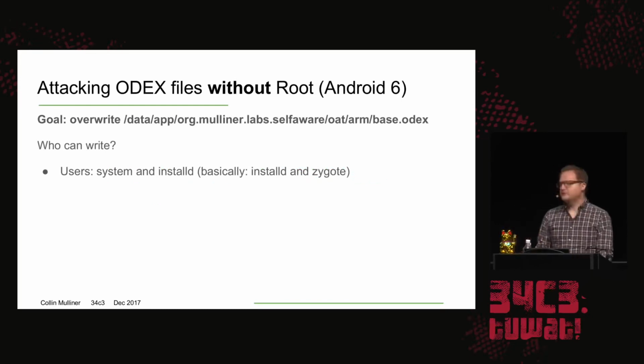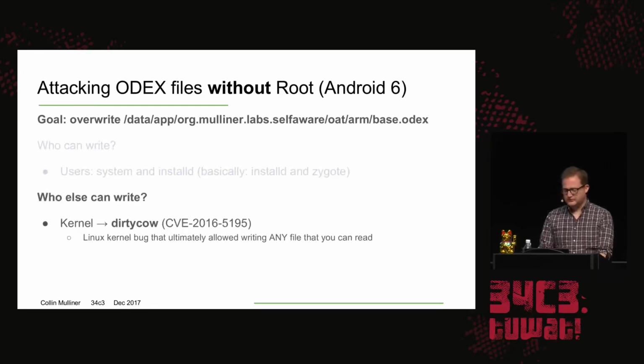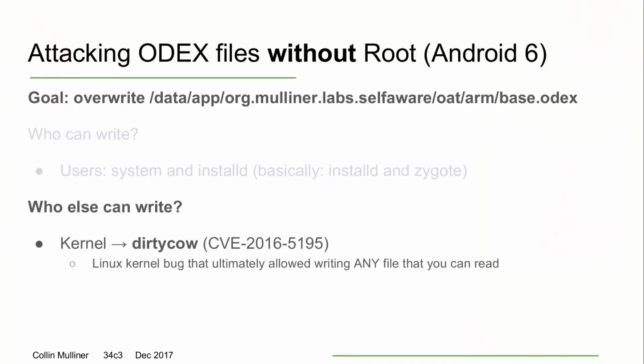So the main goal for this attack is, as before, we really want to override this one odex file. But we know only basically two binaries actually have the SELinux privileges to write to this class of files, which is installd and zygote. But who else can write to any file in the file system? Of course, the Linux kernel, because SELinux and file permissions do not exist for the kernel itself.